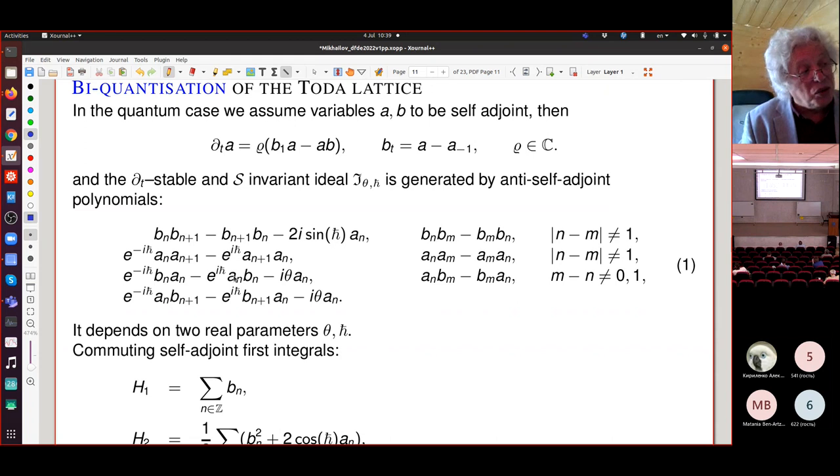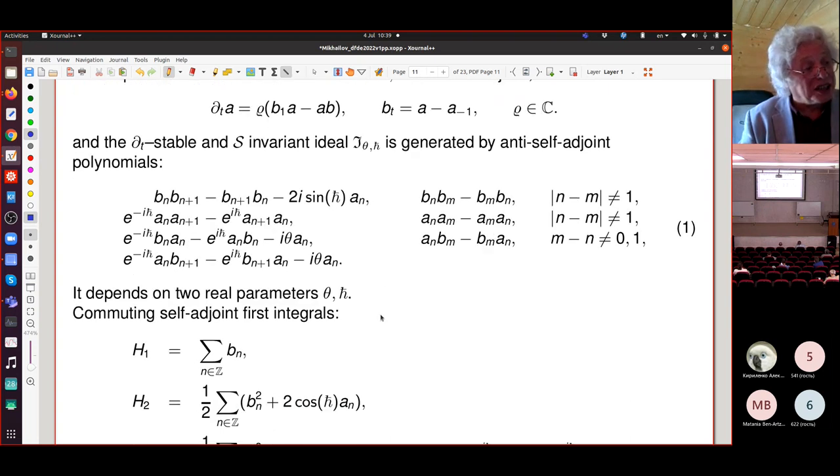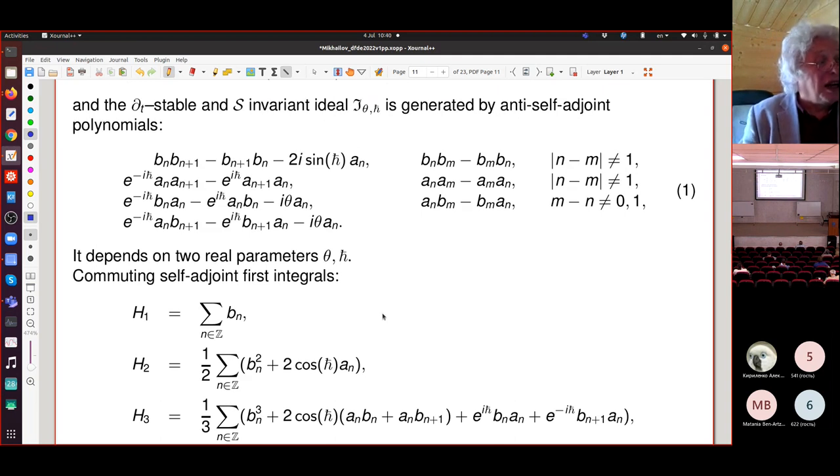And this ideal depends on two constants, h and theta. I use the imaginary unit I here just in order to be close to physics, because I want A and B in quantum mechanics to be self-adjoint, Hermitian operators, so the ideal should also respect this property. So these polynomials and these ideals are all anti-self-adjoint. So the quotient algebra will have good properties to carry this complex structure. Right.